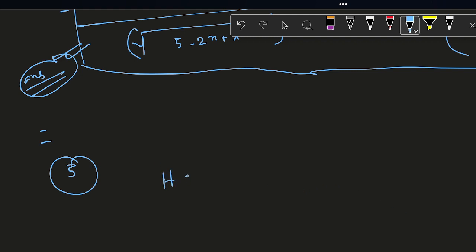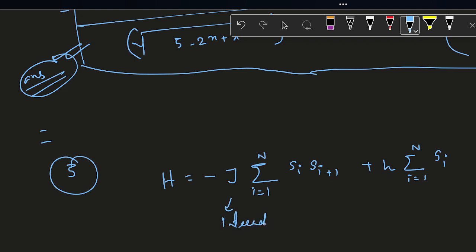So here the Hamiltonian H is equal to minus J sum over i from 1 to n S_i S_{i+1} plus H sum over i from 1 to n S_i. So this first term is from the interaction of the nearest neighbors, and the second term is from the external magnetic field that is applied. In this case H is the field that is applied.